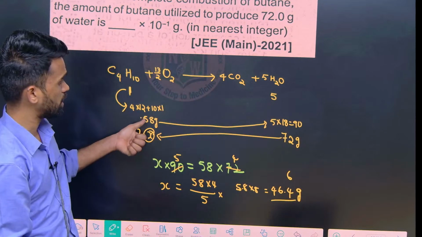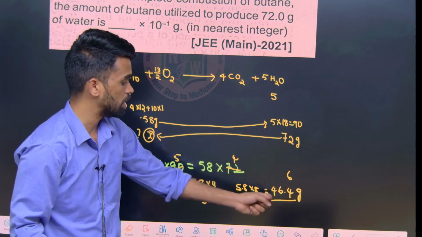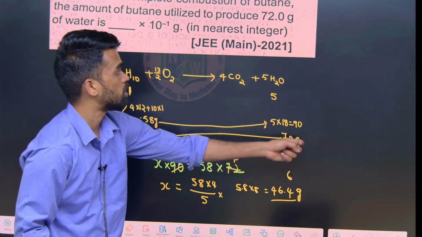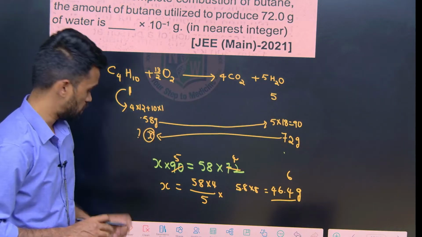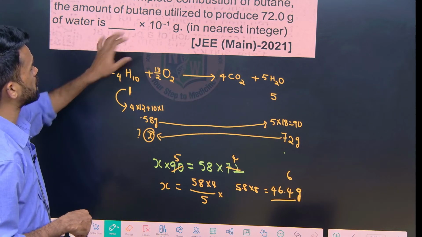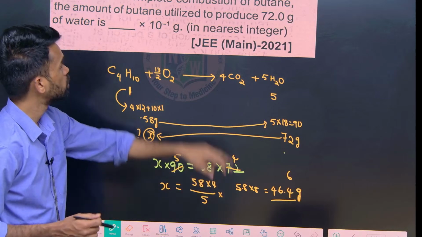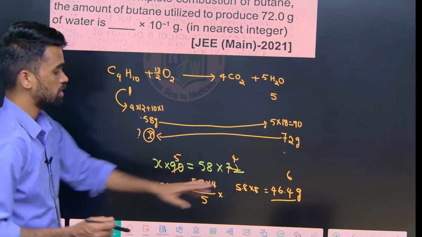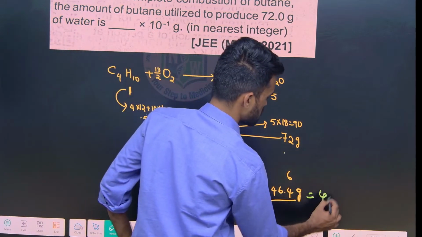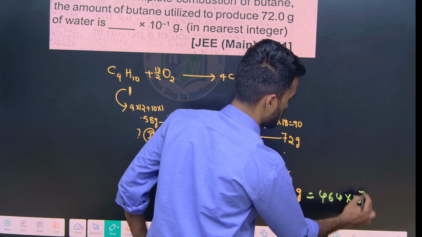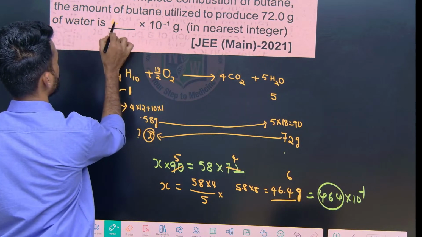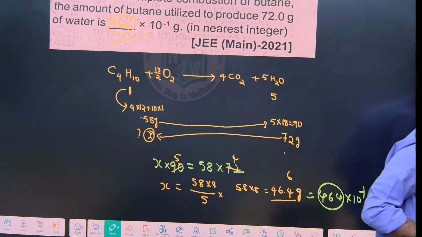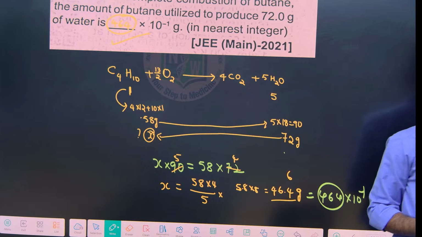See, if I use 58 grams, I am getting 90. If I use only 46.4, we will get our desired 72 grams of water. This is how you need to solve the question. It's a numerical type of question in JEE Mains, so they are asking you to give an exact number instead of writing 46.4. We can write this number as 464 into 10 power minus 1. So what is the answer for this question? 464 is your answer for the discussion. Is this clear, guys? Right, let's move forward.